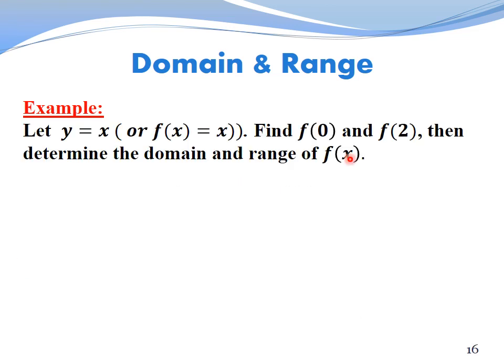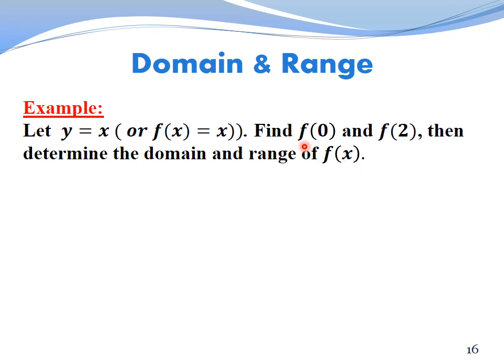Our last example is given by the function y equals x, or f of x equals x. This is an equation of a straight line, a very famous straight line called the 45-degree line. And the question asks us to get f of 0 and f of 2 and then determine the domain and the range of f of x.